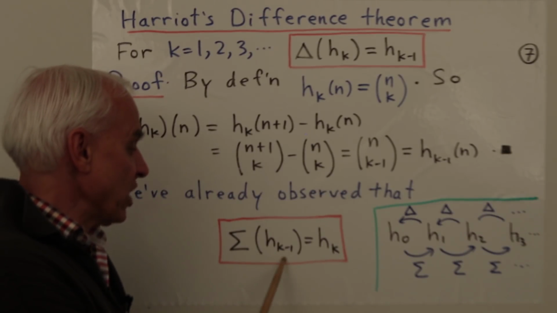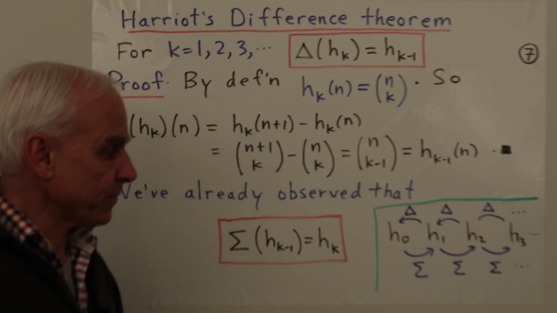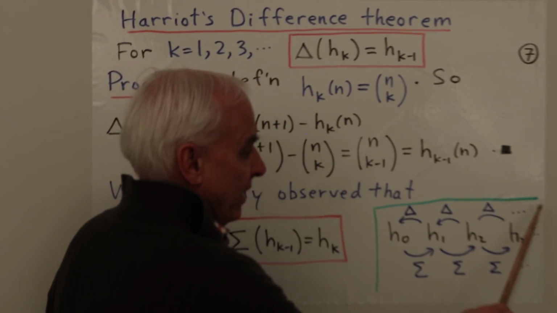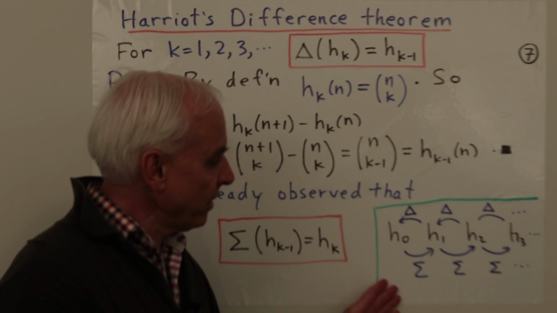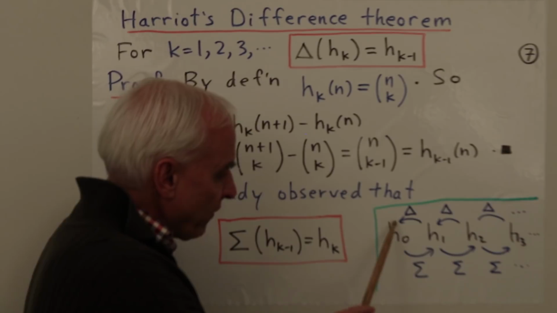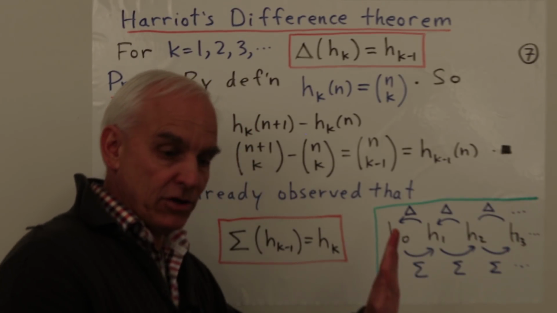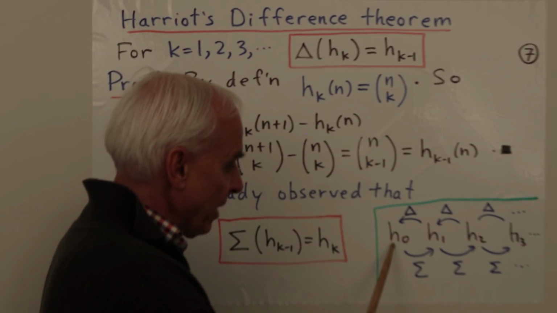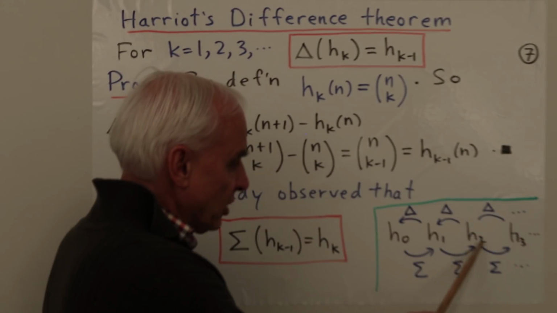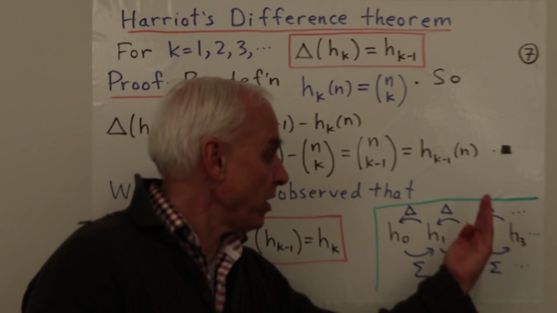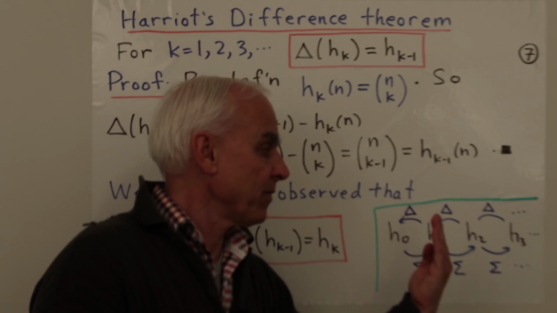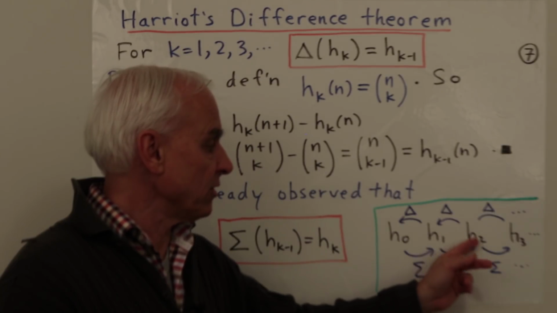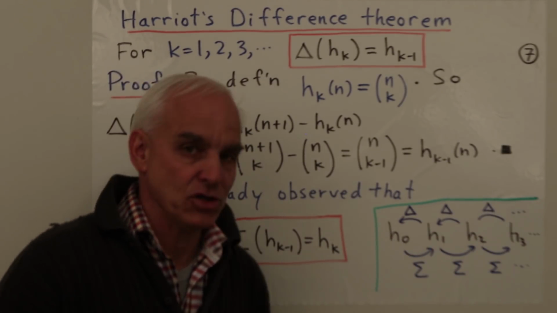So the summation of h_{k-1} is h sub k. If we think of these columns h0, h1, h2, h3 in the big matrix H, then going from one column to the one directly to the right of it is applying the summation operation sigma. So sigma gets us from h0 to h1, from h1 to h2, from h2 to h3. And going from one of these to the previous is applying the delta operation. Delta of h3 is h2, delta of h2 is h1, delta of h1 is h0.